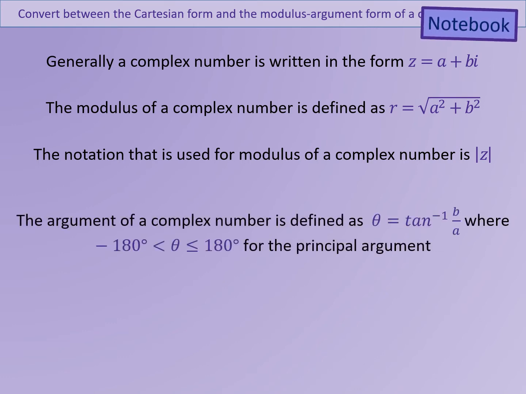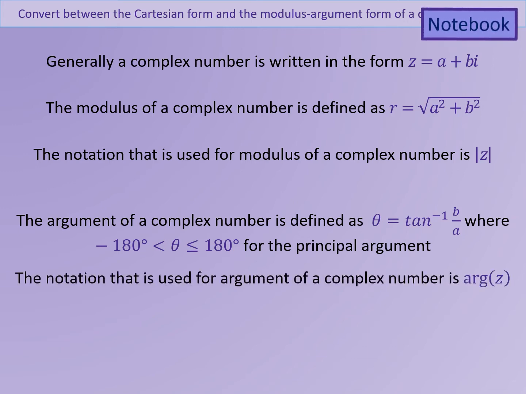So the argument, we use the letter theta for that. Now it can be found using inverse tan of b over a, but you do need to be a little bit careful with that because that angle is defined as the principal argument between minus 180 and plus 180. To make sure you don't make any mistakes with the angle, it is always a good idea to draw a sketch and look at the angle on the Argand diagram and decide, does that look like a sensible answer? And if not, you can use some calculations to work out the correct one. I'll do an example of that in a minute.